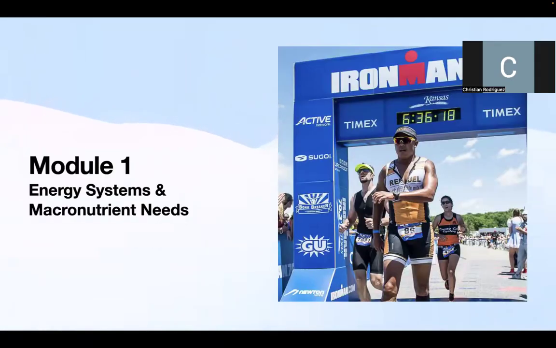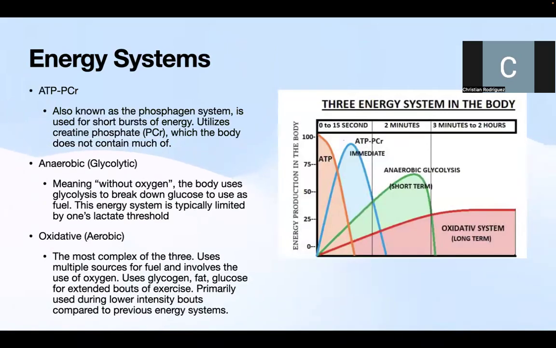Module 1, touching over energy systems and macronutrient needs. Our body is mainly going to be using these three energy systems, starting off with the ATP-PCR system, also known as the phosphagen system, which is used strictly for short bursts of energy. This energy system utilizes creatine phosphate, which the body does not contain much of, so it's going to be limited by that concentration of fuel. So this is going to be short bursts of energy.